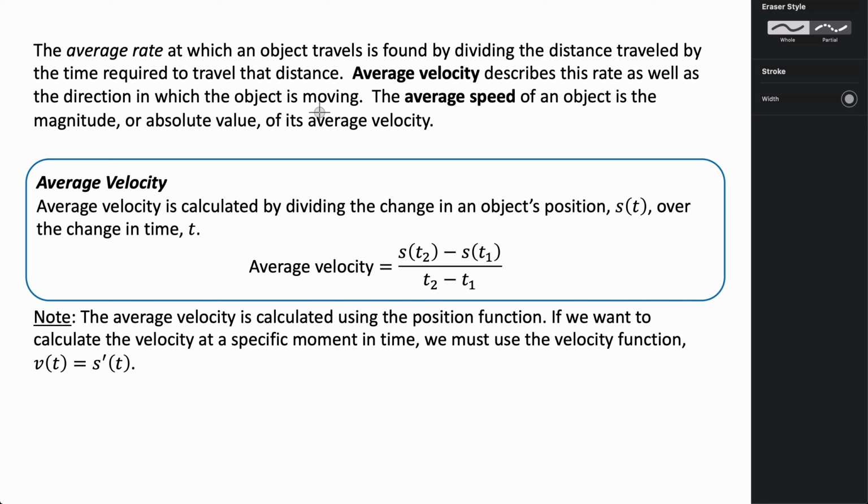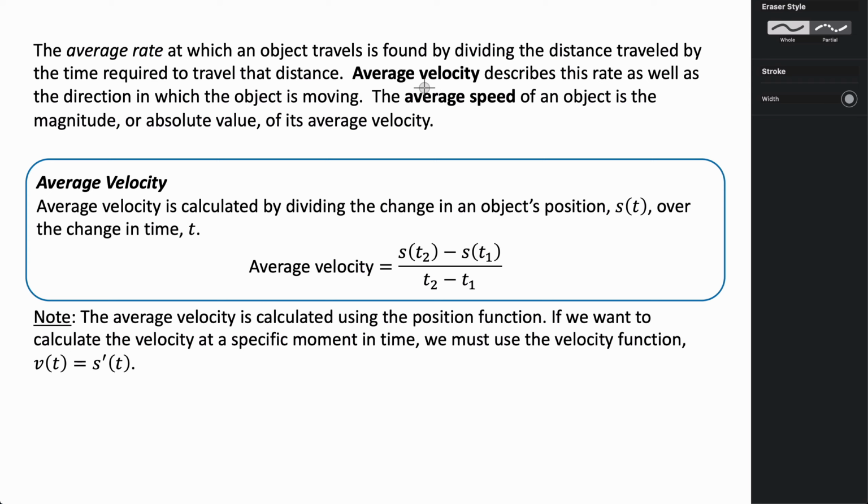Average rate of change versus instantaneous rate of change is a very common topic in calculus. One of the rates of change that we often like to look at is velocity. The average rate at which an object travels is found by dividing the distance that it travels by the time that it takes to travel that distance. We call that rate the average velocity.